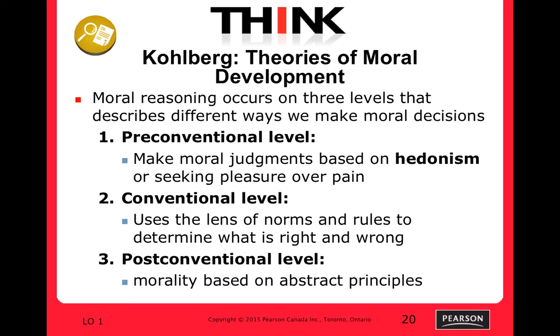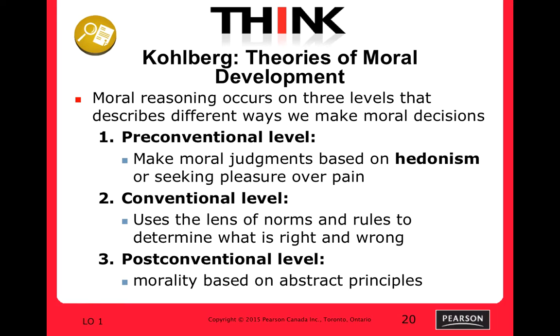So pre-conventional is the first stage of moral development that lasts through elementary school years. And at this level, children make their moral judgments within the framework of hedonism. So they judge what's right and wrong based on what feels good to them. So this, a lot of the time, means avoiding punishment, right?